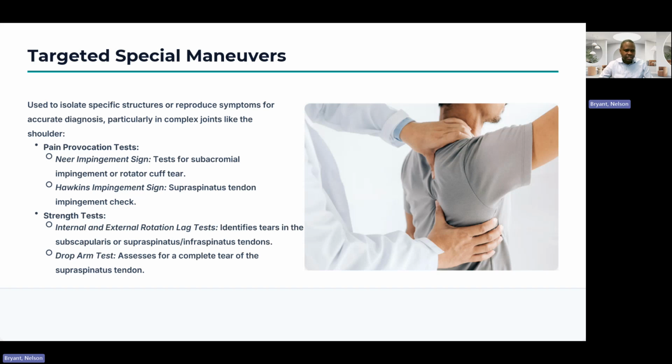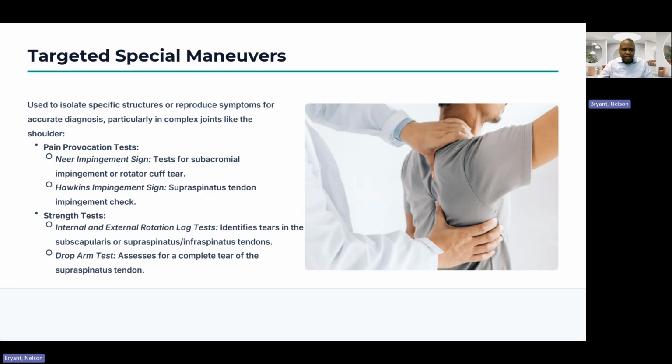Another of the special tests that you see is the internal and external rotation lag test. These are maneuvers used to detect complete or full thickness rotator cuff tears. For example, the external rotation lag sign will test if a patient can hold their arm in maximum external rotation. The internal rotation lag sign, which is part of it, also will test if a patient can maintain their hand behind their back when lifted away.